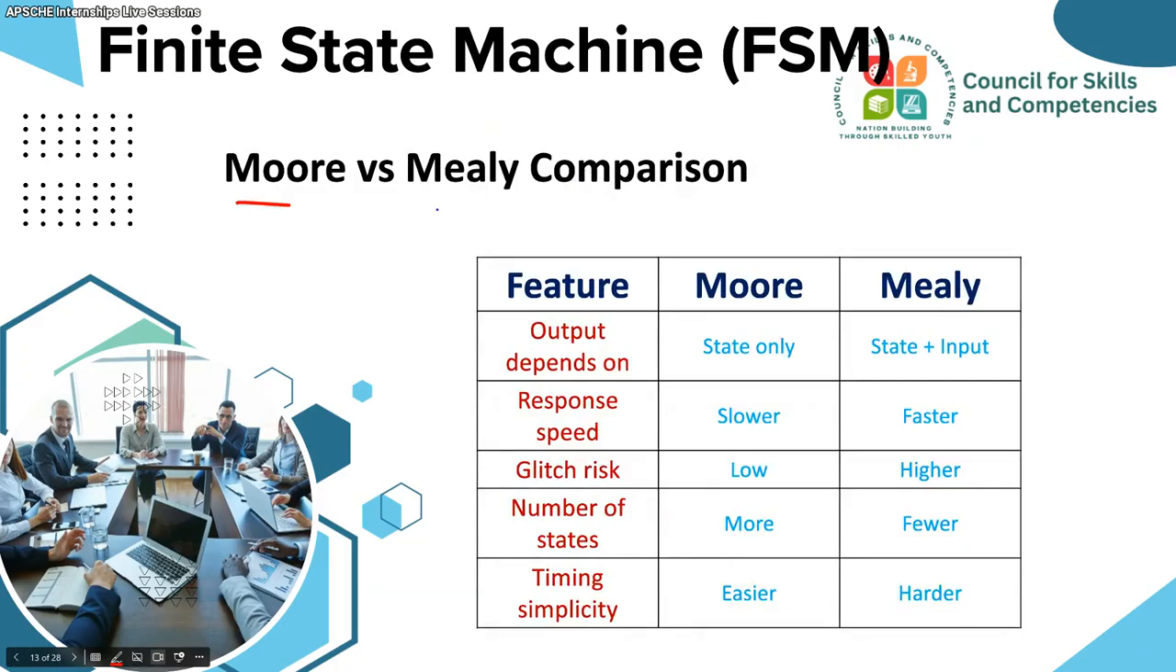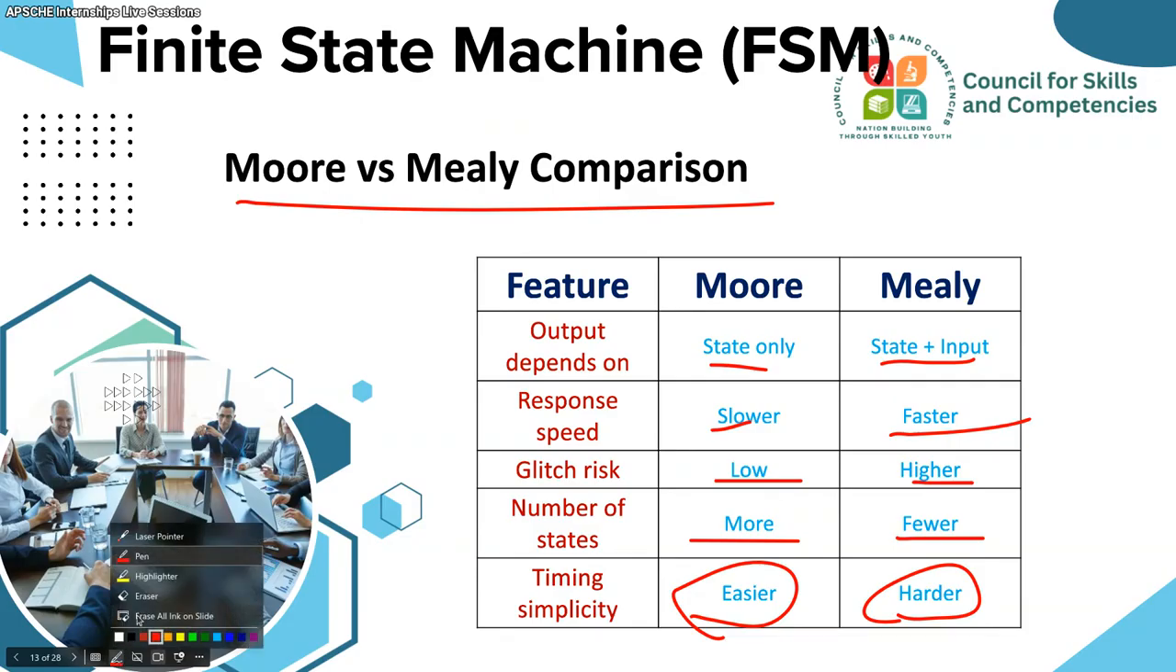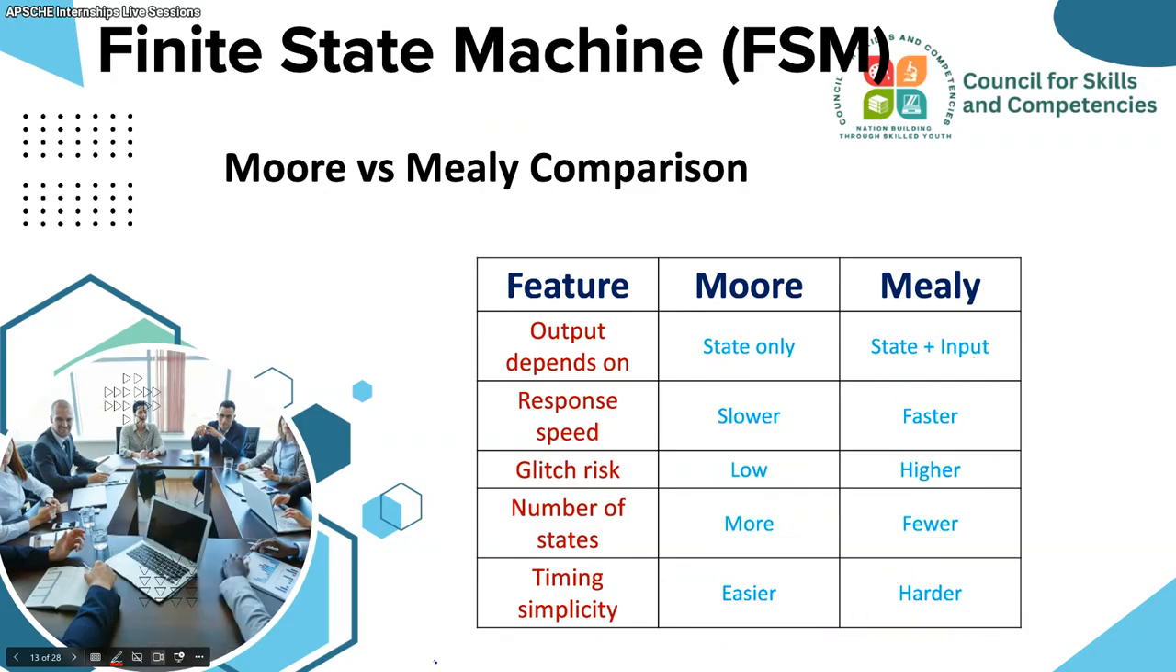Okay, so now when we do the comparison: Moore depends on the state only, Mealy on state plus input. Moore is slower, Mealy is faster. Glitch risk is low in Moore and higher in Mealy. The number of states is more in Moore and fewer in Mealy, as I told. On timing simplicity, Moore is easier, and Mealy is harder when we use timing analysis.